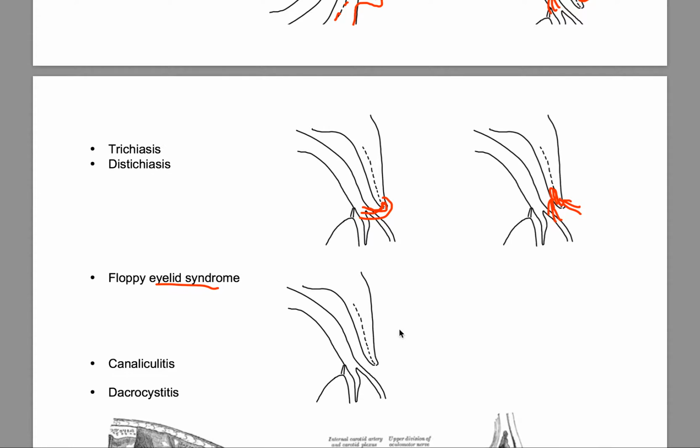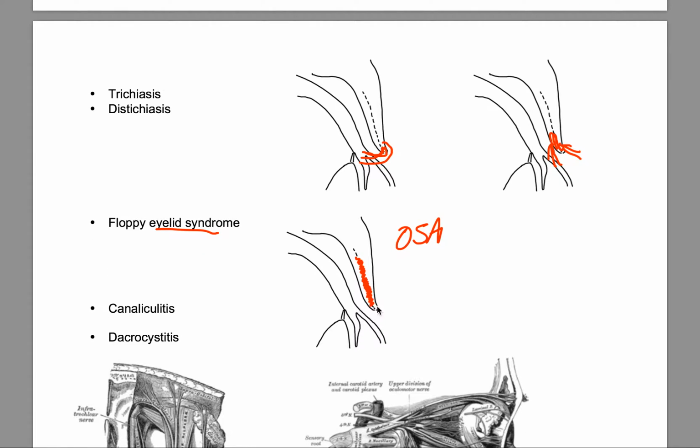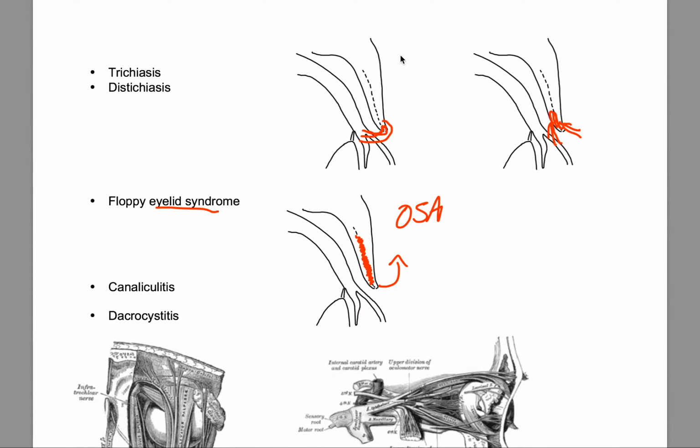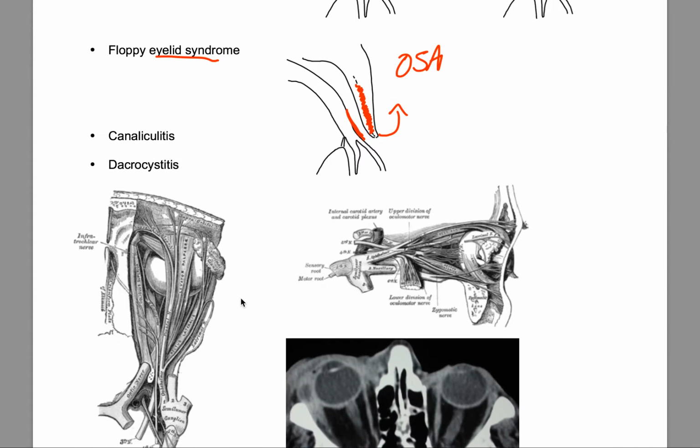Floppy eyelid syndrome is a condition associated with obesity and obstructive sleep apnea, and it's a problem with the tarsus itself. Now, if this fibrous tissue in the tarsus becomes fatty and loses its strength and fibrous nature, it's very easy for this to flop up or be pulled up while the patient is sleeping at night. Just like ectropion, which we talked about earlier, in floppy eyelid syndrome, the conjunctiva becomes exposed and can allow the eye to get dried out and irritated.